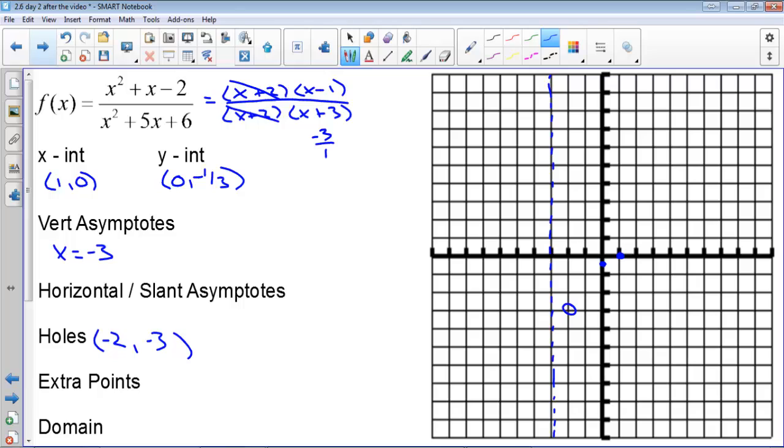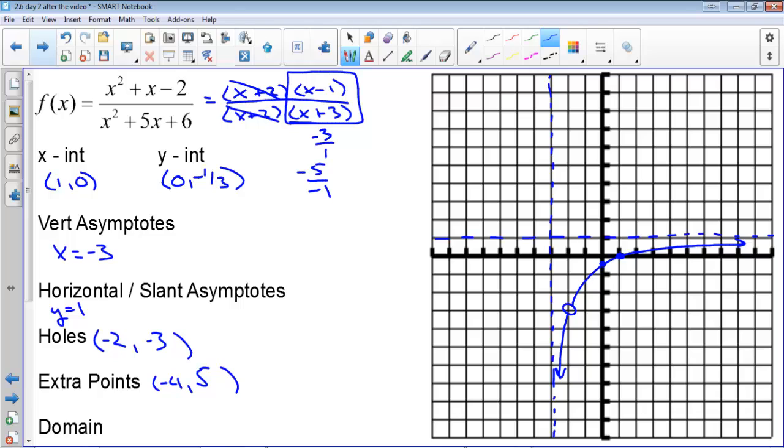Horizontal asymptotes is a comparison of the powers. We have an x over an x, so we have a 1 over a 1. That means we have y equals 1. Extra points. Well, I probably don't need any extra points on the right side of the vertical asymptote. We got plenty to go around there. But I have nothing on the left side. So how about we plug in -4 comma something. Now -4, we're going to plug that into what remains, which is -5 over -1. So it's 5.